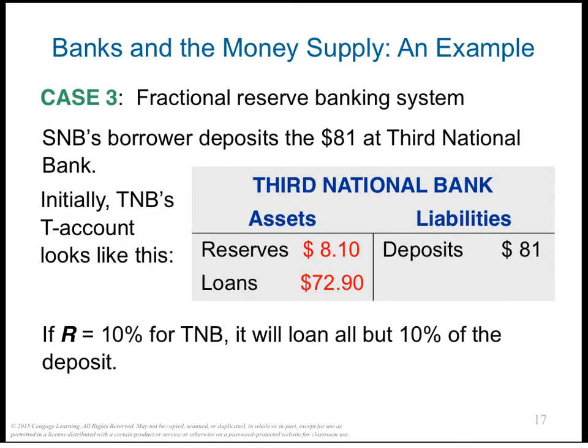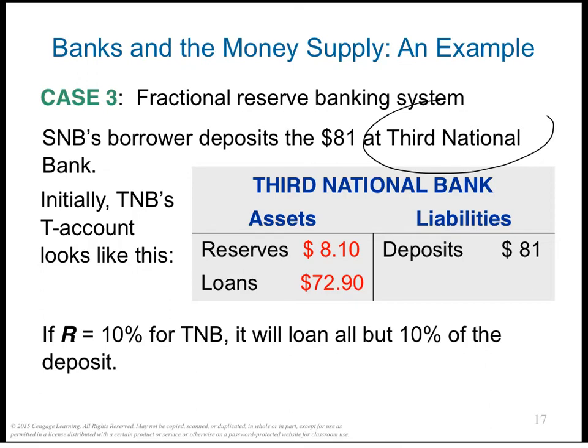This 81 is eventually deposited into another bank. It may be, as in this example, deposited to Third National Bank, and the deposit account will increase by 81 again. 10% of it the bank has to keep in the vault, and the remaining the bank can loan out. So $72.9 will again be given as a loan to the people in the economy.